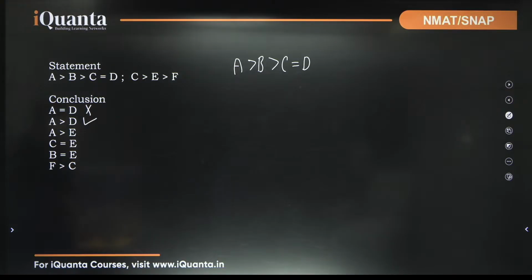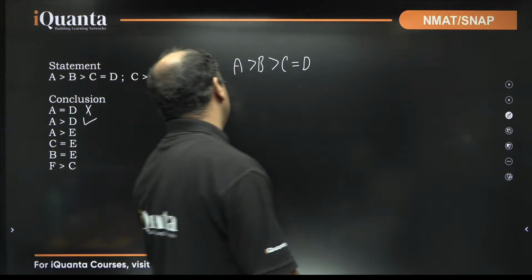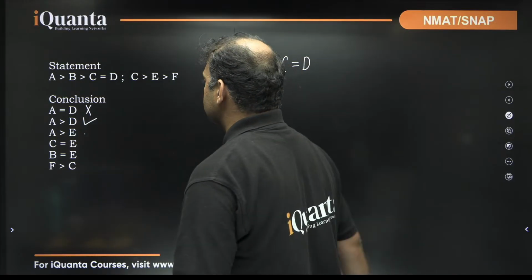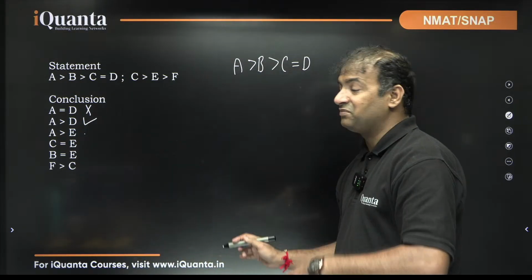I don't think so, right? That was something pretty easy. Okay, fine. The next is about A and E. Alright, guys, so now E is in the second statement, you can see that.